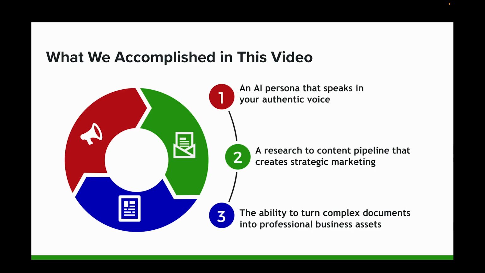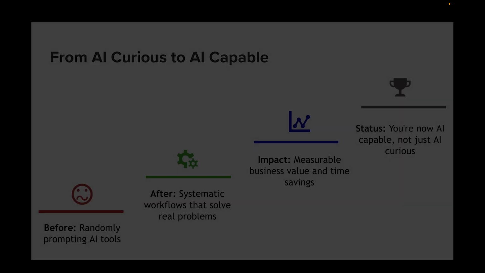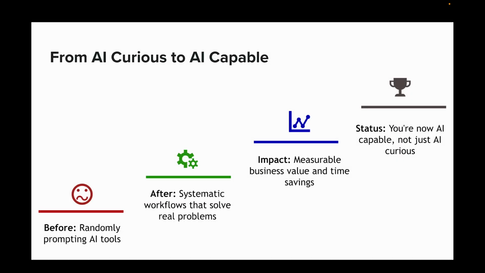Let's look at what we accomplished in this video. Lab 1, an AI persona that speaks in your authentic voice and creates content that converts. Lab 2, a research to content pipeline that turns market intelligence into strategic marketing materials. Lab 3, professional document generation that protects your business and builds client trust. This is the journey from AI curious to AI capable. You're no longer randomly prompting AI tools. You have systematic workflows that solve real business problems and create measurable value.